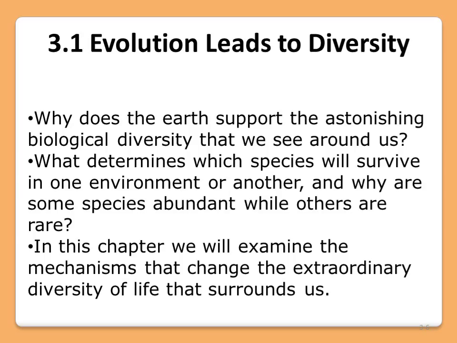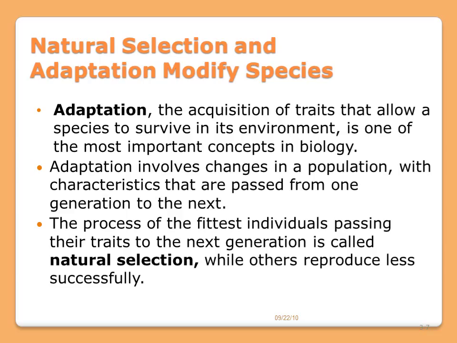So we will examine the mechanisms that change and lead to all this diversity in the life that surrounds us. Let's look at a couple terms here first. An adaptation is a trait that an organism has that lets it survive in its environment, and it's a very important concept in biology. If you look at any organism, it has special features that allow it to be great at living where it is. We call this an adaptation.